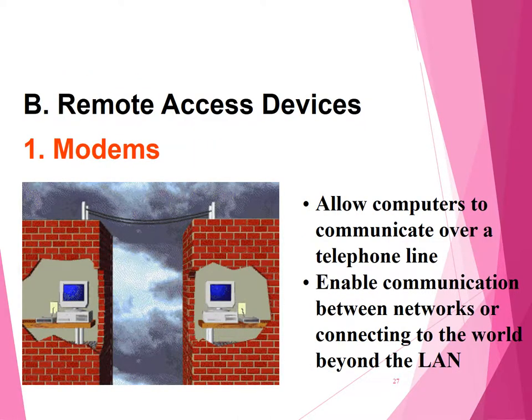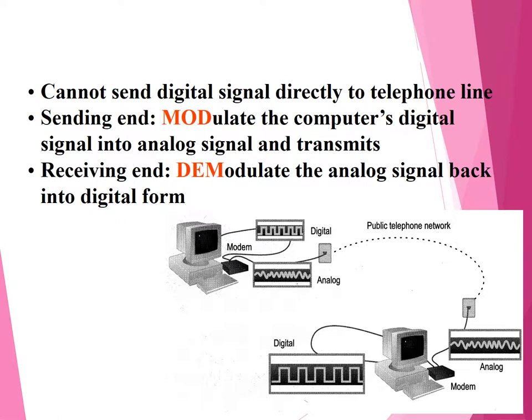Remote access devices: a modem allows computers to communicate over a telephone line, enabling communication between networks or connection to the world beyond the line. A computer cannot send a digital signal directly to a telephone line, so the sending modem modulates the computer's digital signal into an analog signal and transmits it. The receiving modem demodulates the analog signal back into digital form. Digital, modem, analog public telephone network, then analog back into digital.